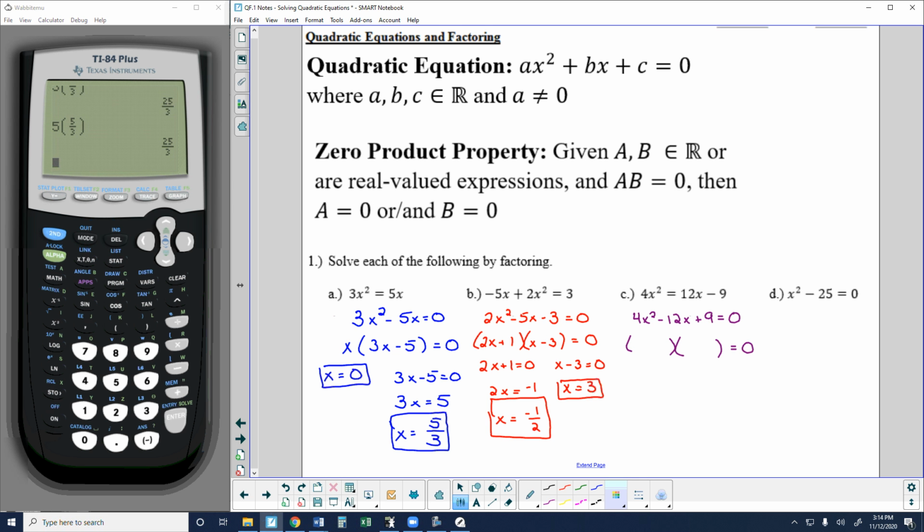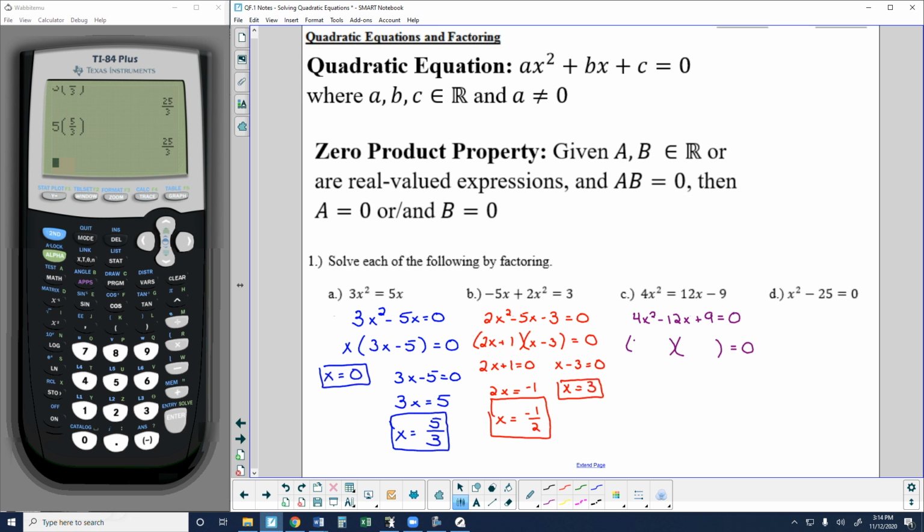Now, I need to find factors where the first terms are going to multiply to 4x squared. The last terms are going to multiply to a positive 9. And then through distribution, the inners and the outers are going to add to give me a negative 12.